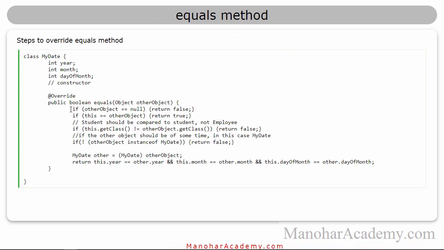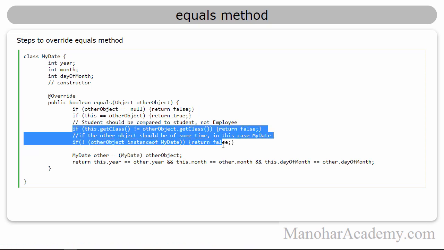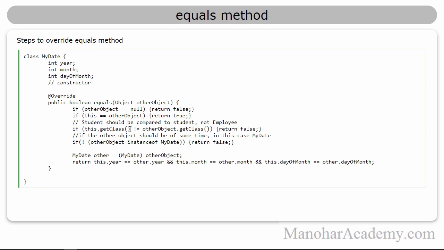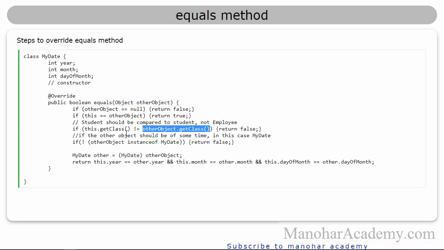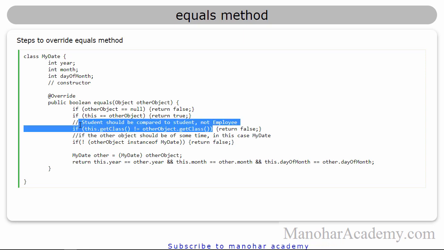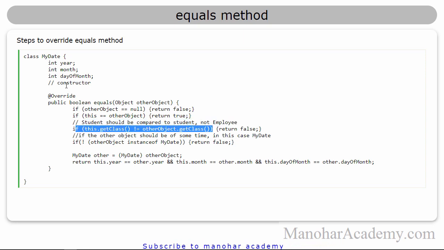Generally we follow these particular steps. If the received object is null, then we return false. Then we check for the identity. If they are the same objects, obviously they are the same, so we return true. Then we check for the class type. Should the received object be of the same class as the actual class? We can check that using getClass on the current object and the received object.